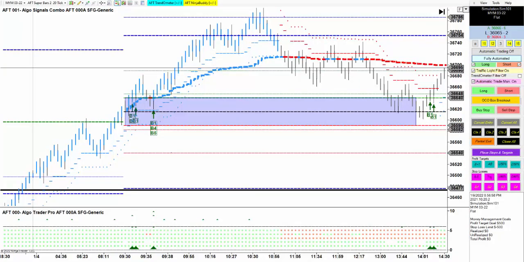This is the Algo Futures Trader Weekly Market Roundup, and this is the Algo Futures Trader 7 program for NinjaTrader 7. This happens to be the Micro Dow MYM, and I just wanted to take a look at it today.